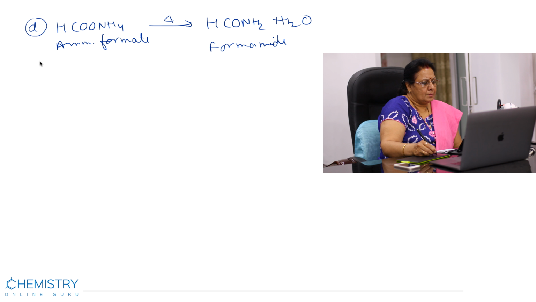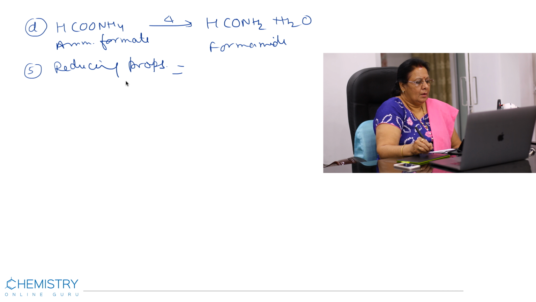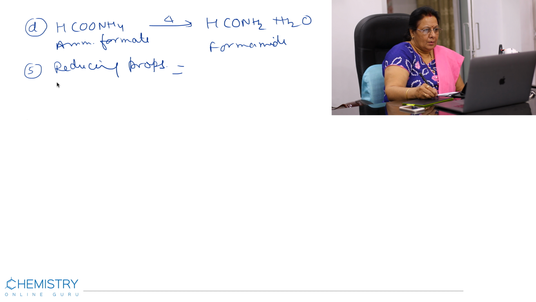Next is reducing properties. Like aldehydes, formic acid behaves as a reducing agent. It is oxidized to carbonic acid, which is unstable and decomposes into CO2 and water.